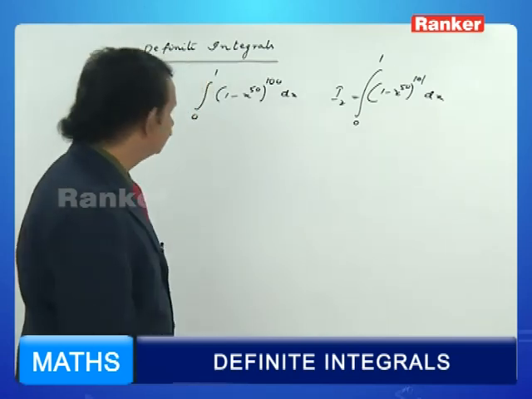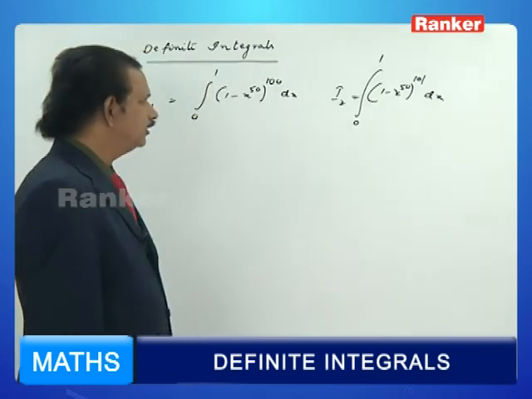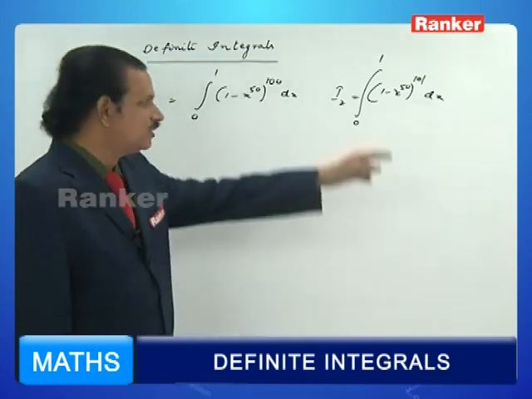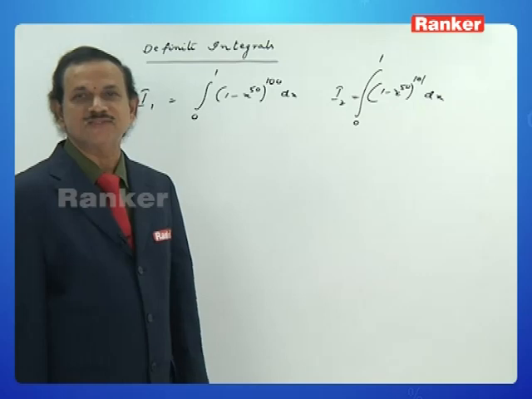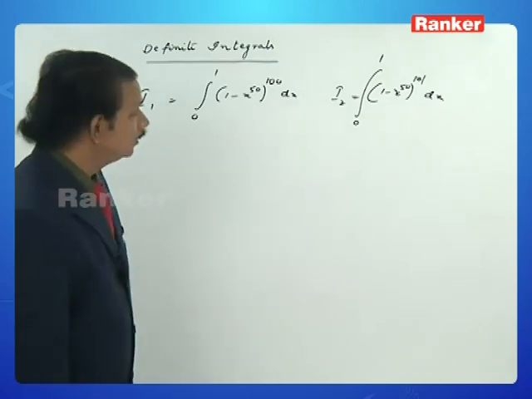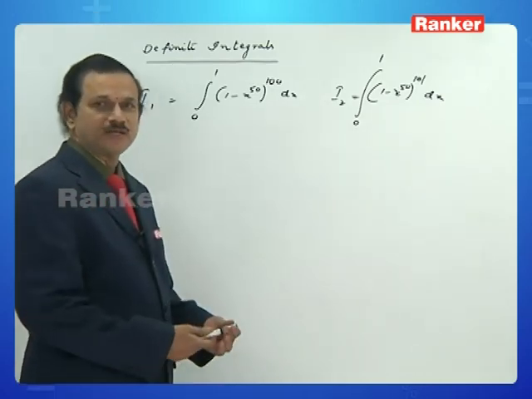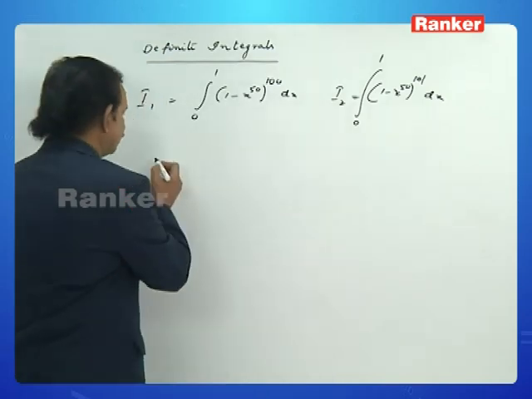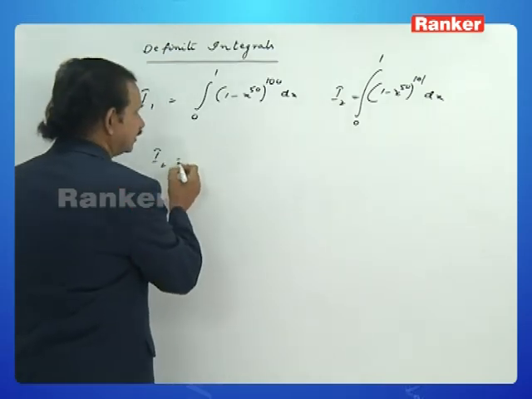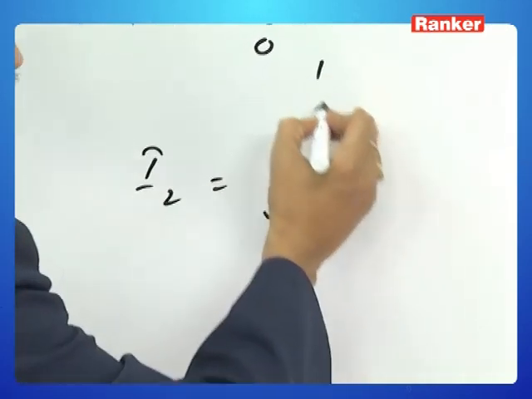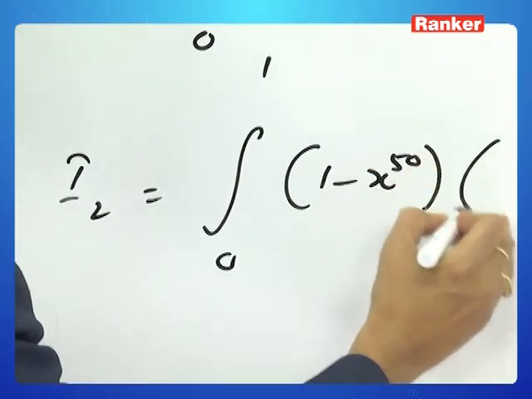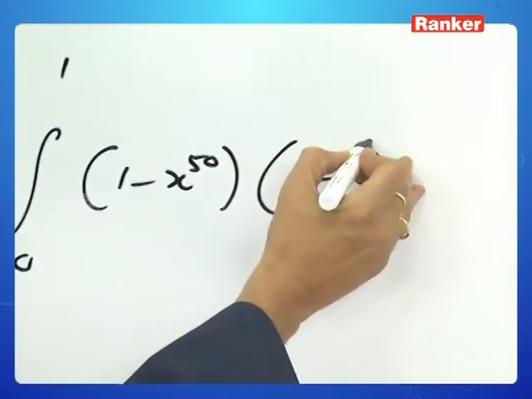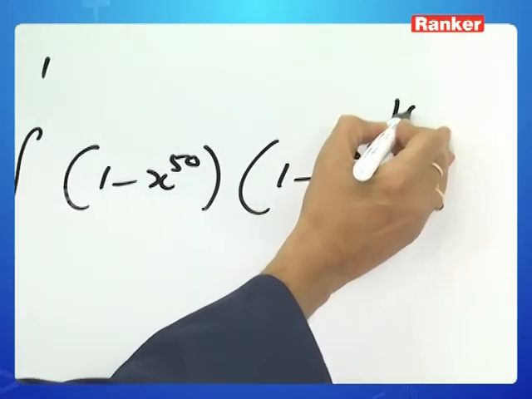If you look at both I1 and I2, they are almost similar except the exponent: here it is 100 and there it is 101. Well, let us try to get it simplified. Look here, I2 is equal to integral 0 to 1 of (1 minus x to the power of 50) into (1 minus x to the power of 50) whole to the power of 100. Am I correct?